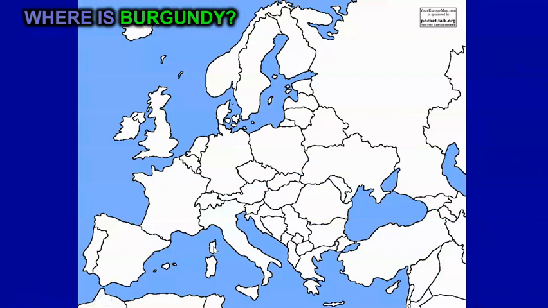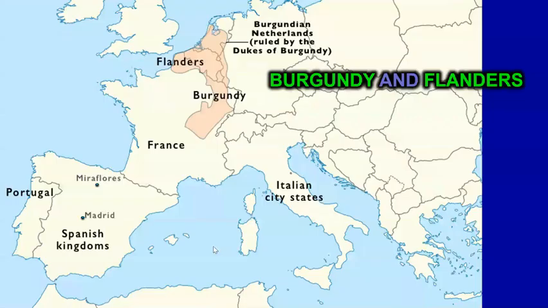You ever heard of Burgundy as a country before? You've heard of France and Italy and Greece. We already went over that. All right, Burgundy and Flanders. You can see it there on the map. It's kind of in between Germany and France.